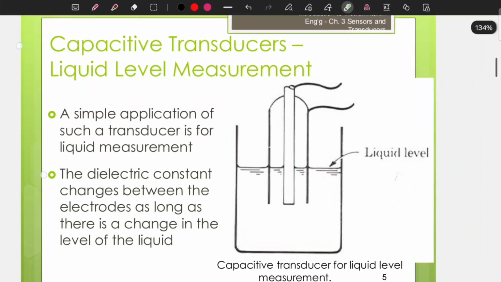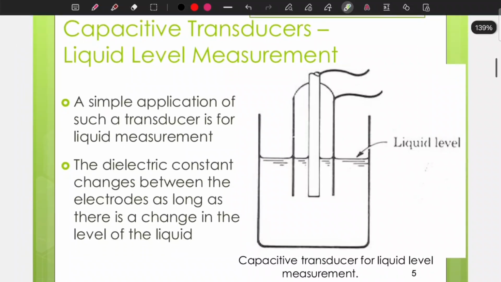So that is how the liquid level measurement works. I hope you guys understand.